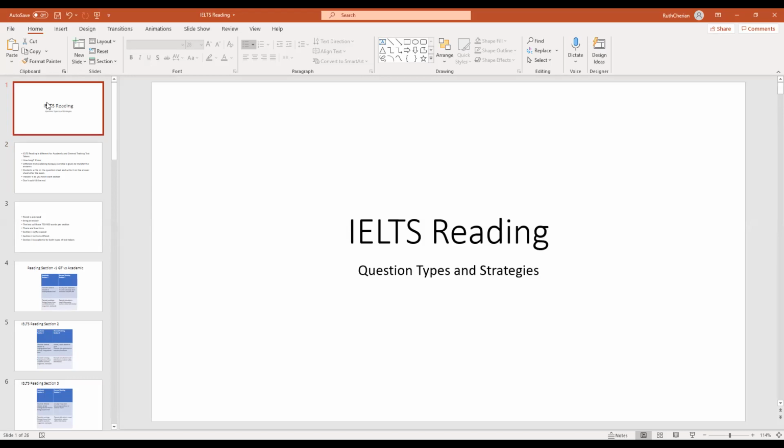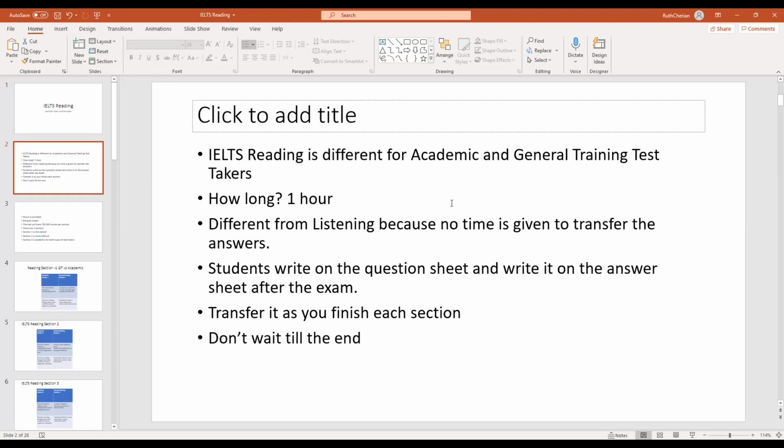Okay, so your IELTS reading: if you're a general test taker, your IELTS reading would be different from an academic test taker's reading. So let's look at the differences between the two. IELTS reading is different for both the academic and general training test. How long is it? It's an hour, or you will calculate it as 60 minutes.